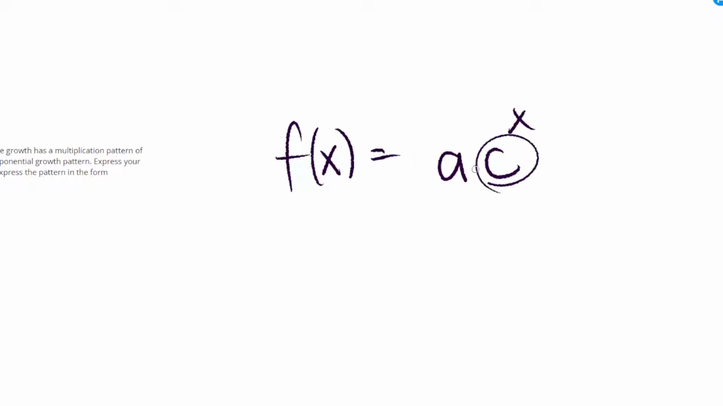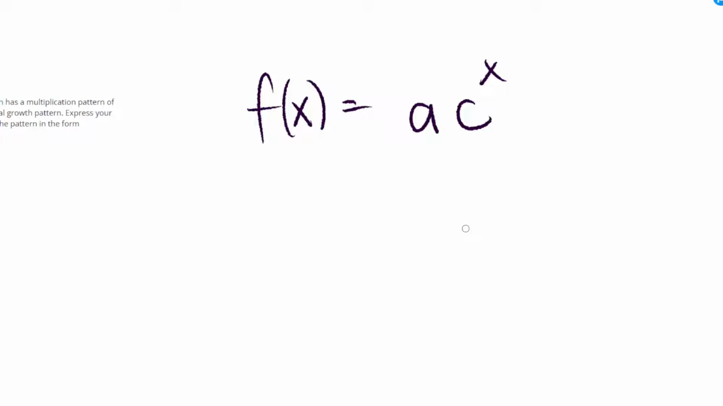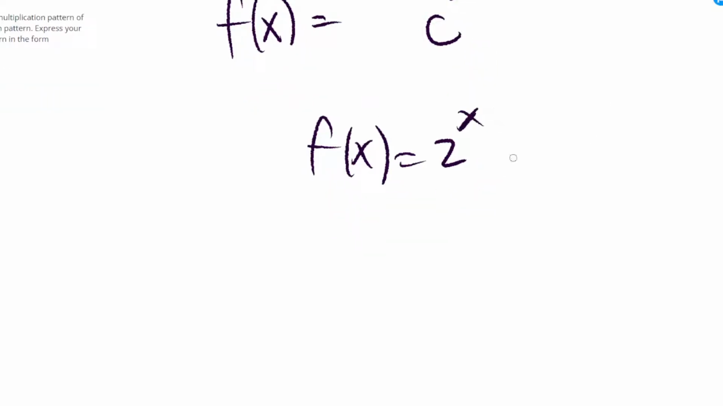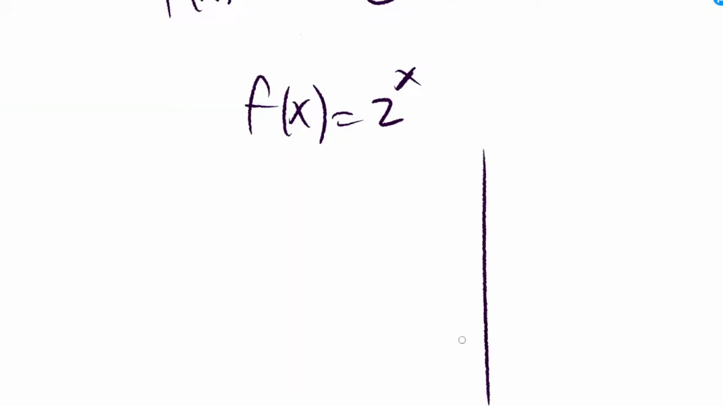A times C to the x. I don't remember the actual words that they use, the actual variables that they use. So this C will typically be something like a 2 or a 3, and this A is something that we multiply with. You don't need to worry about this yet, per se. But if we have something like f of x equals 2 to the x, what that will look like is something like this.